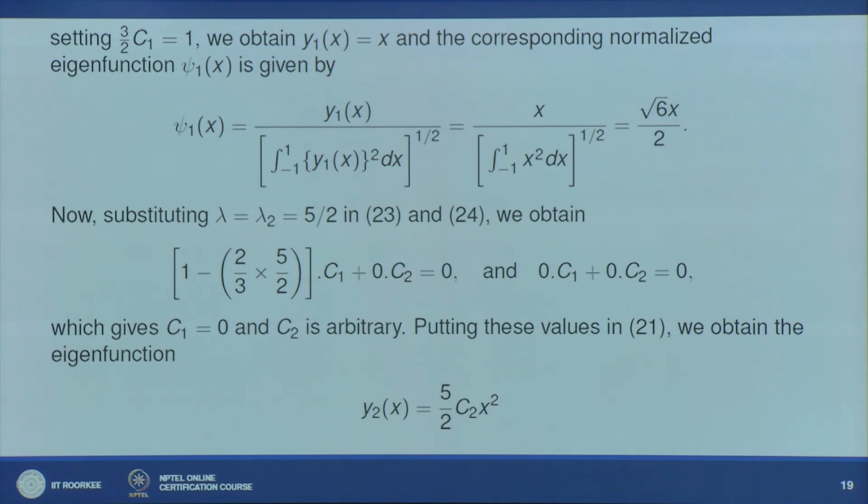Normalize means you just divide by the norm of this. So what is the norm here? The norm is the integral from minus 1 to 1 of y1(x) squared dx. Now if you calculate, with y1(x) equal to x, this quantity comes out to be 2 by root 6. So you just calculate and divide by this. So psi 1(x) is given by root 6 by 2 times x. So this is very easy to solve.